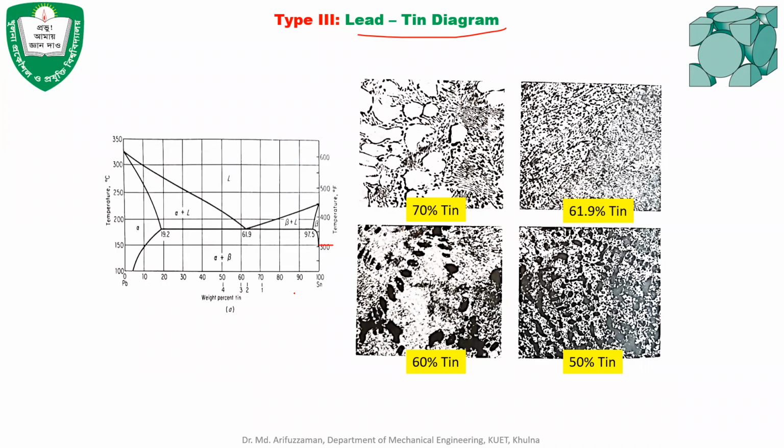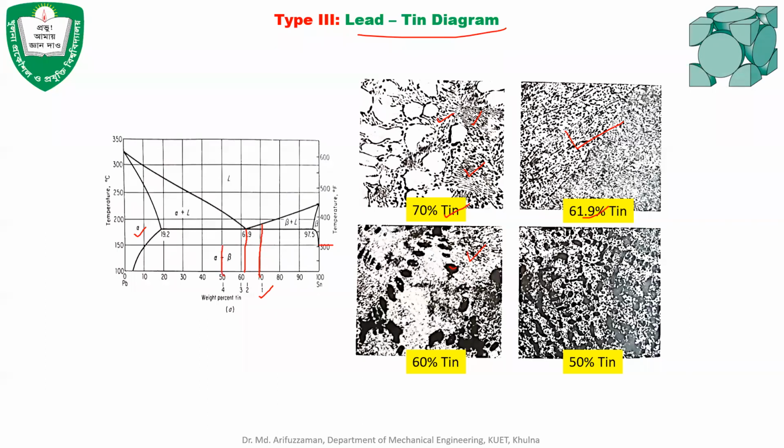Okay, so in the case of alloy 1, it is 70% tin and 61.9% tin. In the case of 61.9% tin, it is a eutectic mixture, so the microstructure will look like the eutectic mixture. In 70% tin, there will be crystals of tin with the eutectic mixture. And in the case of 60% tin, less than the eutectic point, the crystals will be crystals of lead with the mixture of alpha and beta. The alpha will have tin in lead, so it will be a mixture of tin and lead.